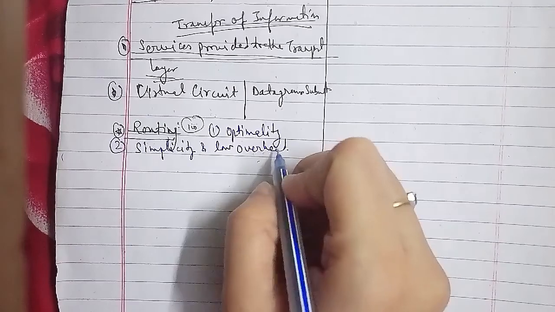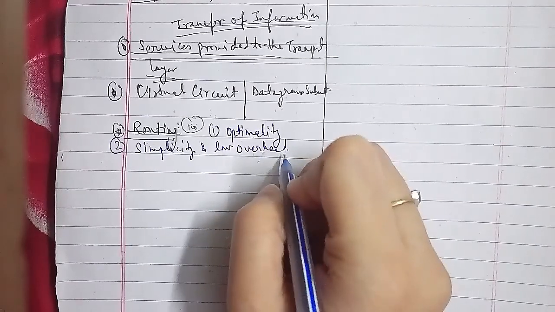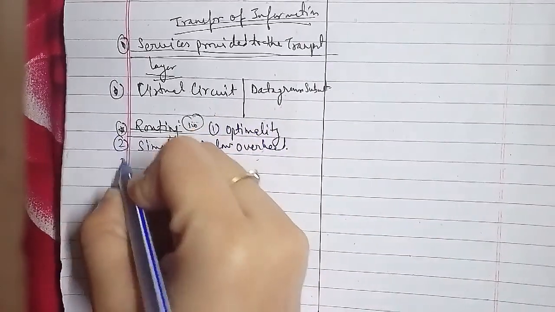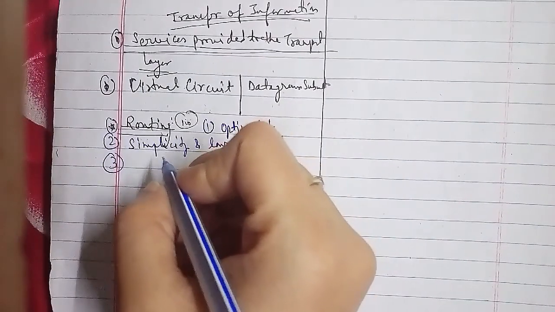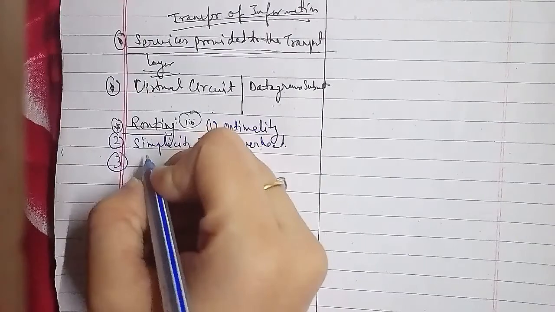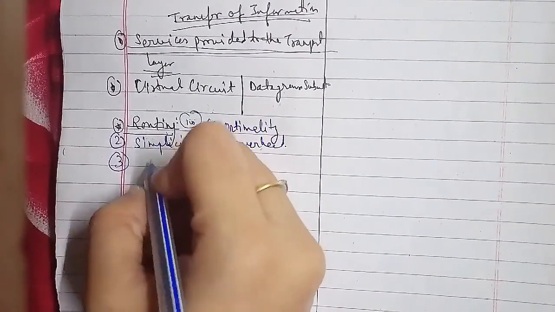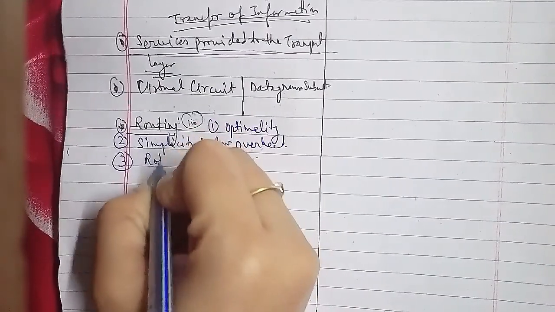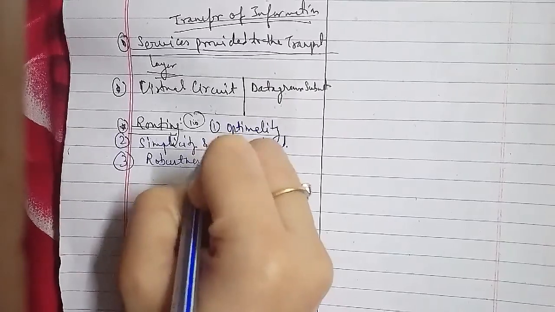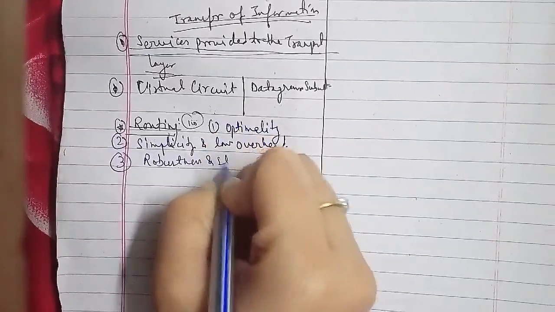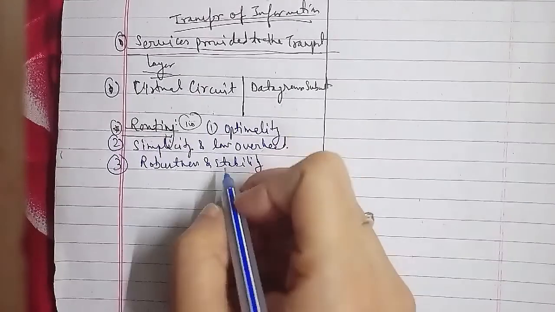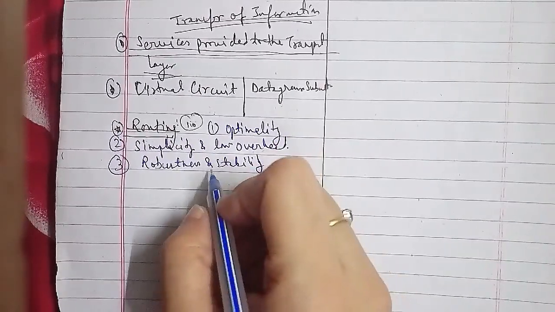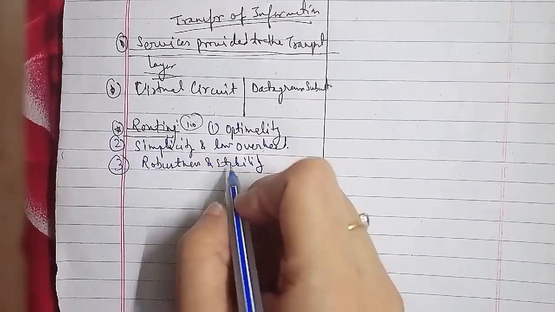The third is robustness and stability. The routing algorithm must be robust. In other words, it should perform correctly in the face of unusual or unforeseen circumstances such as hardware failure, high load conditions, and incorrect implementation.